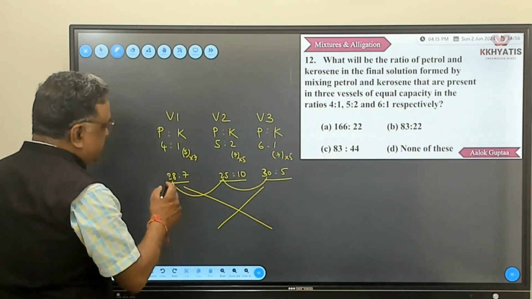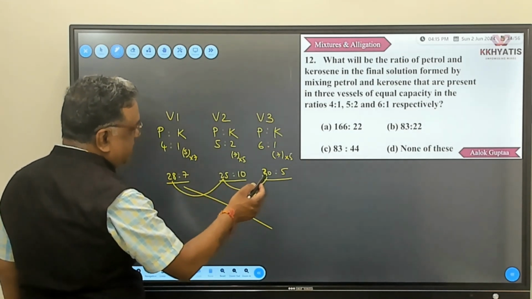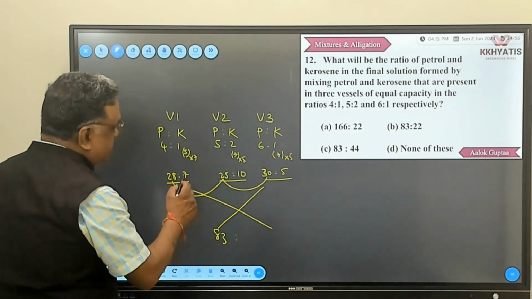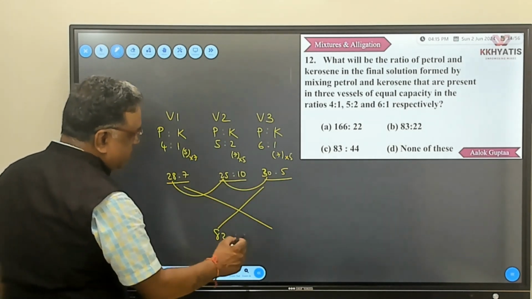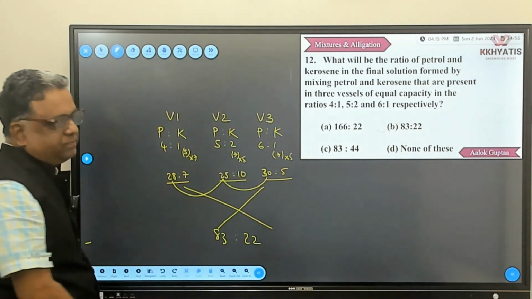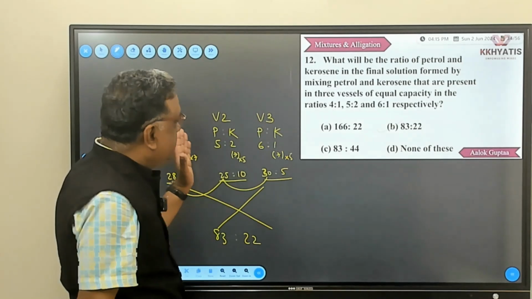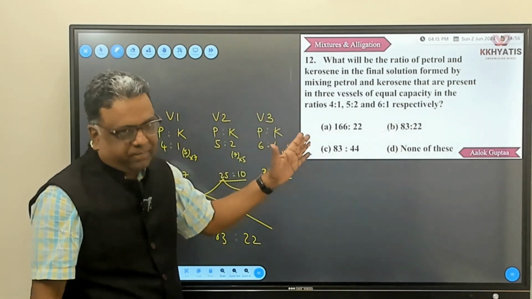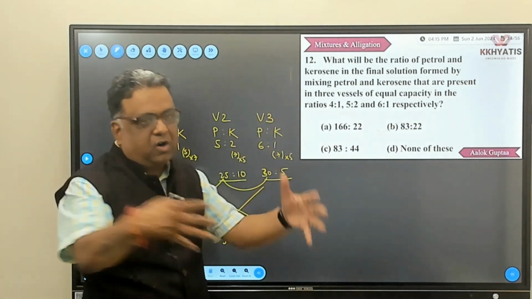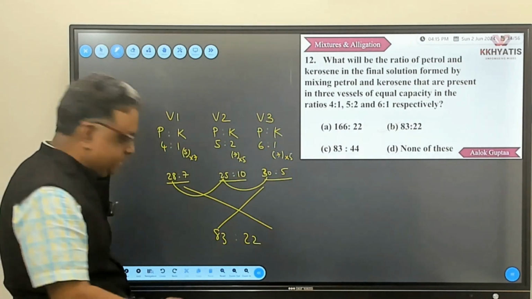So 28 plus 25 is 53, plus 30 is 83, and this will become 7 plus 5, 12 plus 10, 22. So 83:22 is the answer. Understood? So what we did was, first we made the capacities equal. Once we made the capacities equal, we can merge all the ratios together. And that's how we got the answer. Clear?